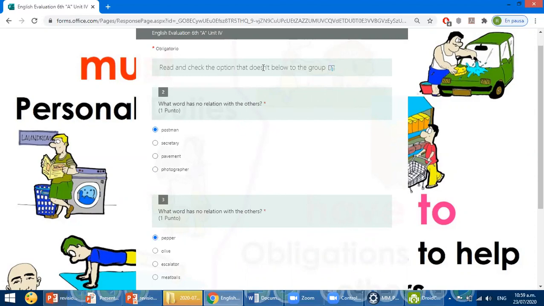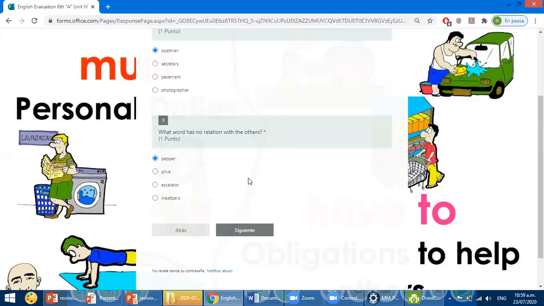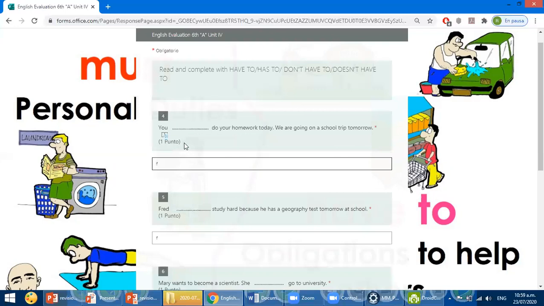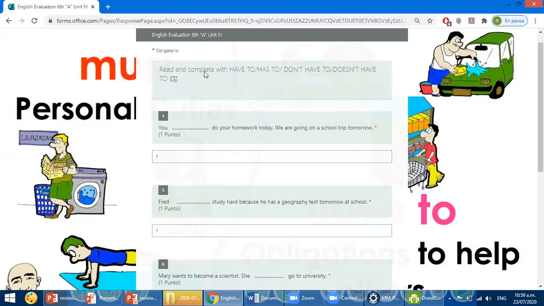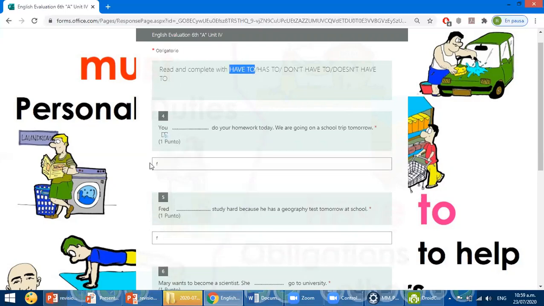Has no relation with the others. This is the first part, okay? The first. The second, pay attention. Teacher, and in this, read and complete. Only complete with this here.